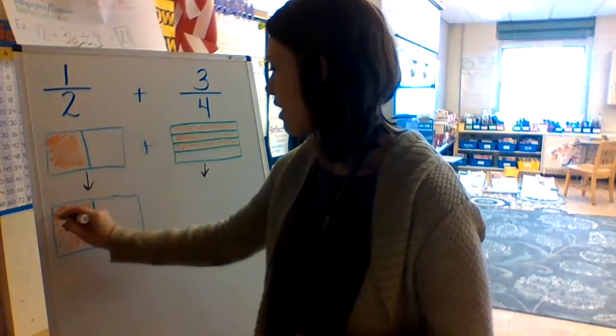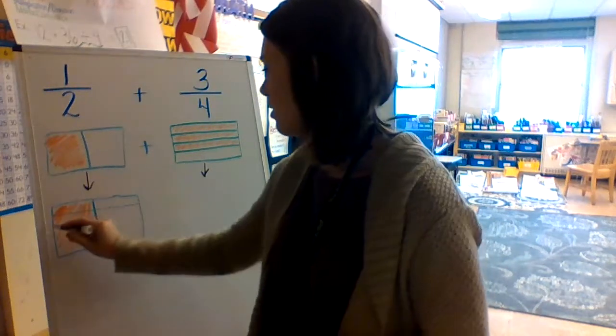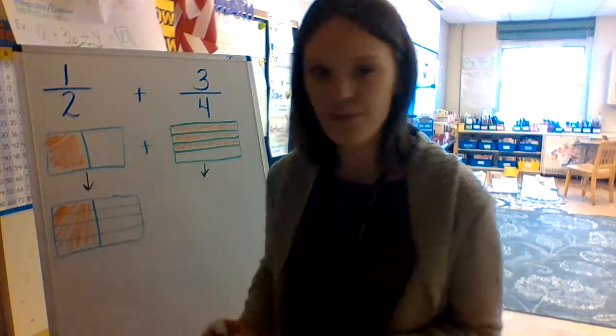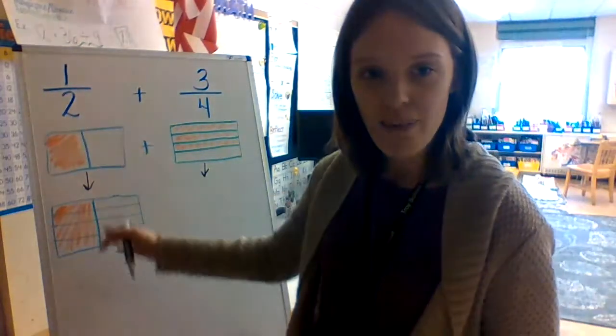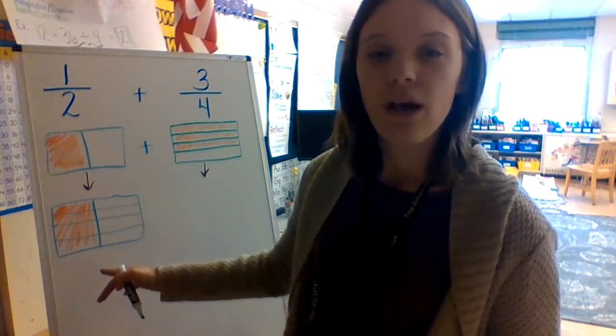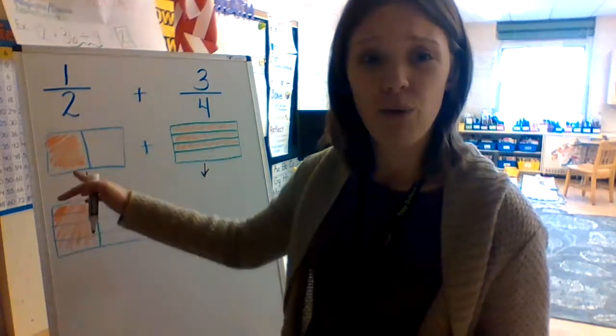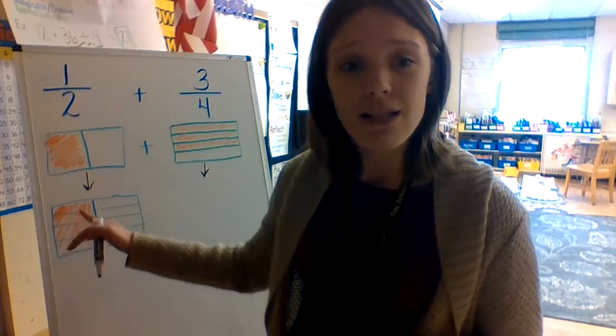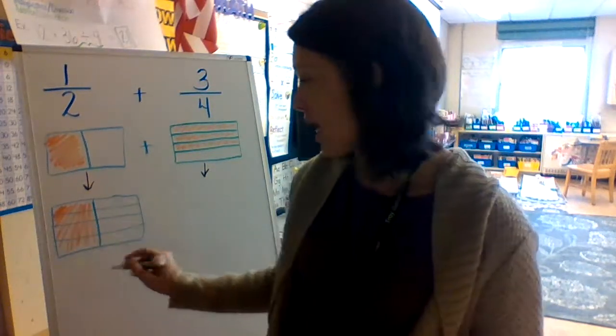So I need to make sure that I have 1, 2, 3/4. So see how I took my 1/2 model at first, and then I put my 3/4 model on top of it. Now, with what I had previously shaded from my 1/2, now we can see that this has turned into a different fraction. This is now 1, 2, 3, 4/8.